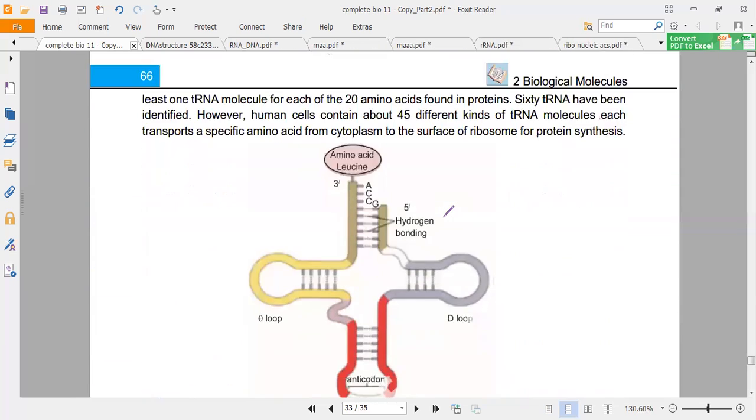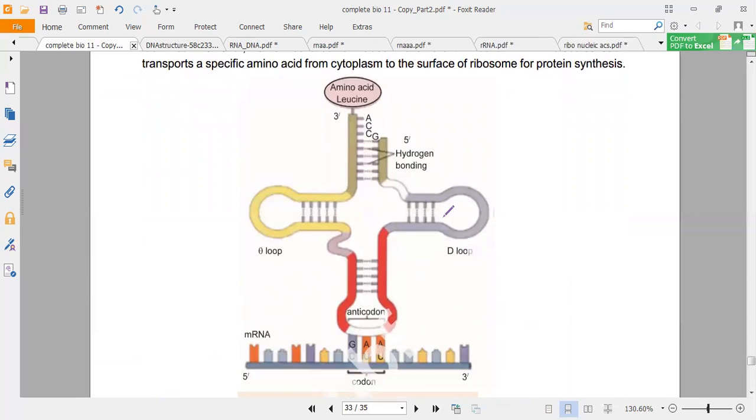If you can see here, it's a transfer RNA structure. It appears as a clover-like structure, and it has 3 loops. The sequence at the 3 prime end is always ACC, and the 5 prime end ends at a G nucleotide. This is the end of the nucleotides, and nothing can bind here. ACC is the site where the amino acid will bind.